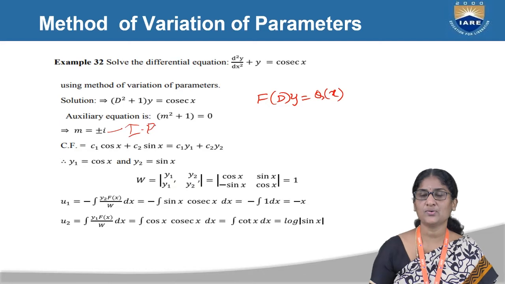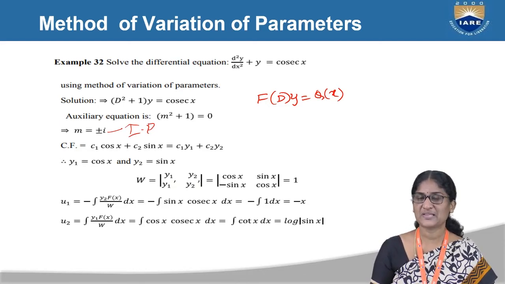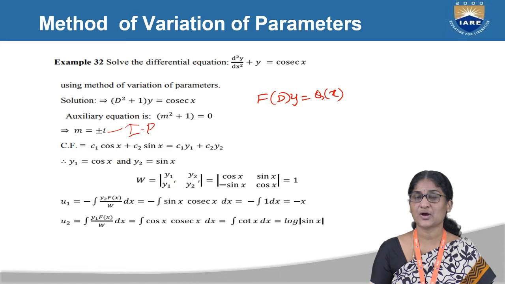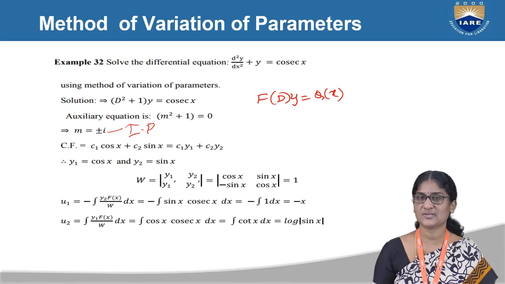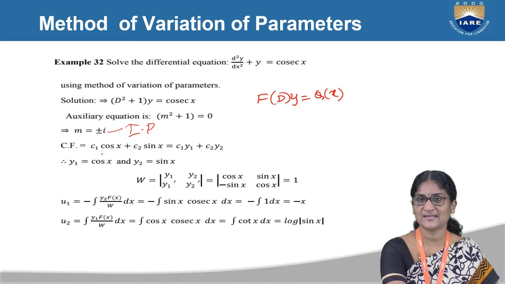So, write the complementary function for these roots, plus i and minus i, based on the procedures we already discussed in the previous class. The complementary function for plus and minus i is written as c1 cos x plus c2 sin x.